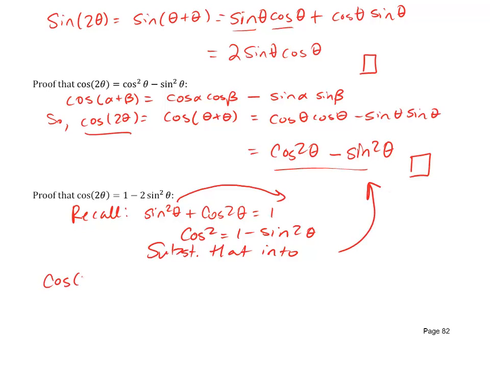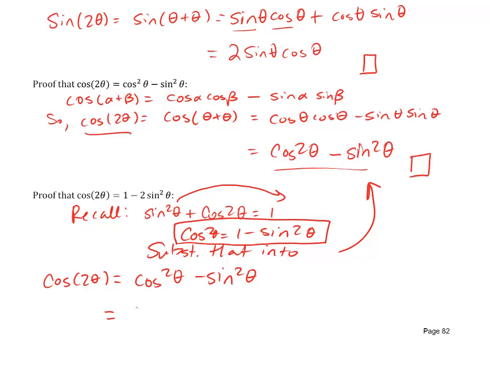Namely, if we start with cosine of 2 theta equals cosine squared of theta minus sine squared of theta, which we just proved, and replace cosine squared with 1 minus sine squared, like that. Then since there's only a 1 in front of those parentheses, we can drop those parentheses, and you're left with 1 minus 2 sine squared of theta, which is exactly what we were wishing to show.